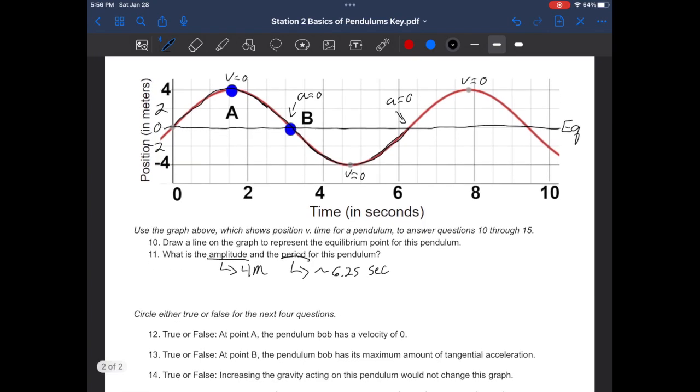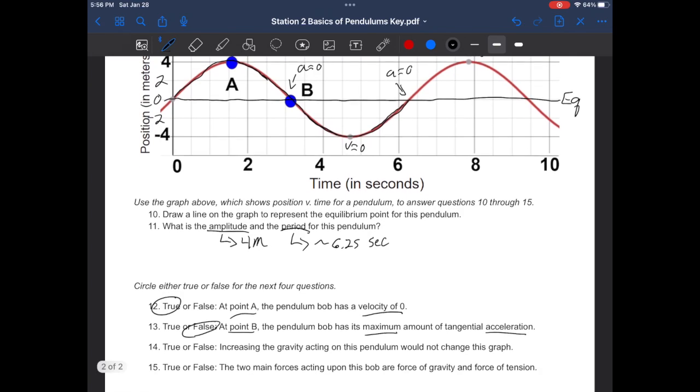Circle either true or false for the next 4 questions. At point A, the velocity is 0. We've already marked that on our graph, so that's true. At point B, the maximum amount of tangential acceleration. At point B, tangential acceleration is 0, so that one's false.